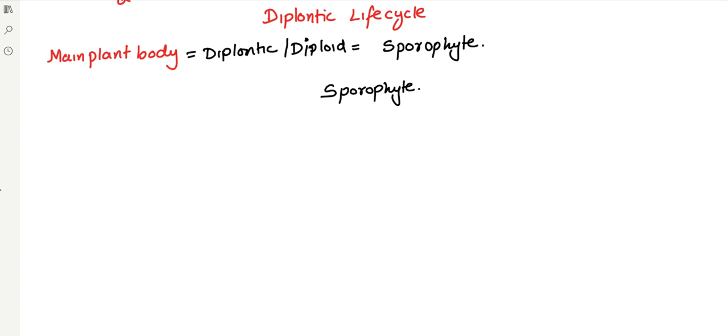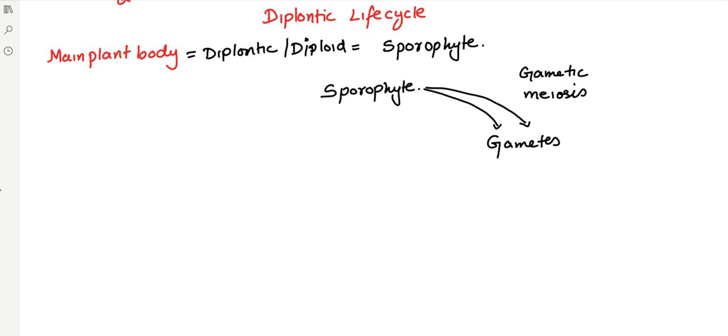Okay, now sporophyte here, if they want to undergo sexual reproduction, what will they do? They will form gametes. Okay, and sporophyte, if they want to form gametes, which kind of division will they be going for? They will be going for meiosis. Now, if a meiosis is taking place for the formation of gametes, remember the meiosis is known as the gametic meiosis.